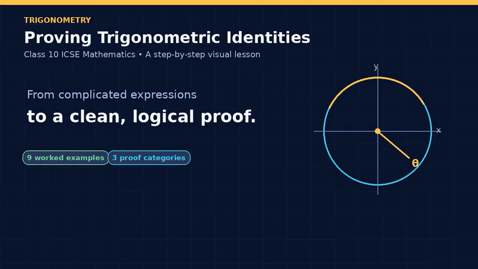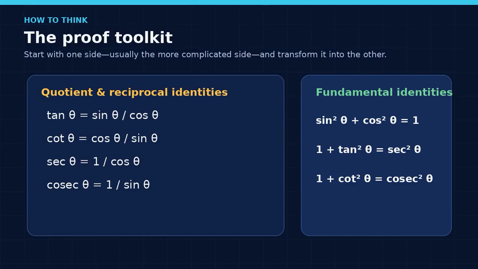Welcome to this Class 10 ICSE Mathematics lesson on proving trigonometric identities. In this video, we will learn 3 reliable categories of proof and work through 3 examples in each category. An identity is an equation that is true for every permitted value of the angle.